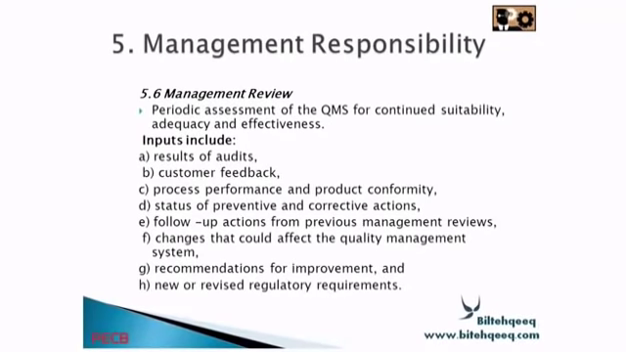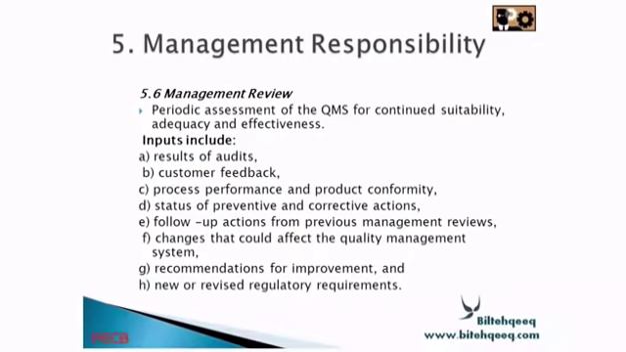Management review: 5.6 is related to the management review. It is a periodic assessment of the quality management system for continued suitability, adequacy, and effectiveness. The inputs for the management review include results of the audits, customer feedback, process performance and product conformity, status of preventive and corrective action, follow-up action from previous management reviews, changes that could affect the quality management system, recommendations for improvement, and new or revised regulatory requirements.